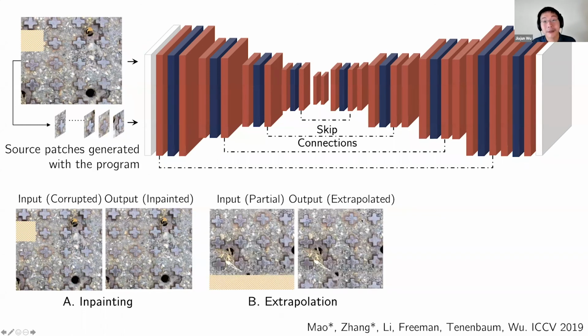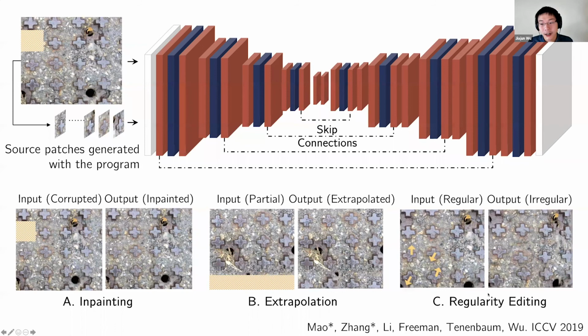You can do that for extrapolation. Again, if I add another row at the bottom, you probably want to add another row of crosses. Or for regularity editing, right? So in this example, the crosses are just on this regular grid. What if I want to make it a little more irregular? And this is what we can do very easily with this program representation.